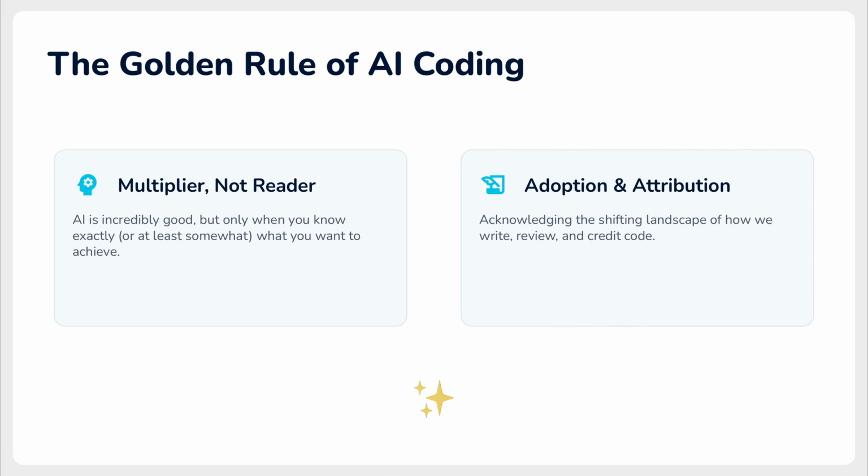There is also a second part to the golden rule, and it is about teams. When you open a pull request now, the question is not, did you write this code? The question is, do you understand it? And does it belong in this code base? This is the bar. If you cannot defend the code in review, it does not matter who wrote it.